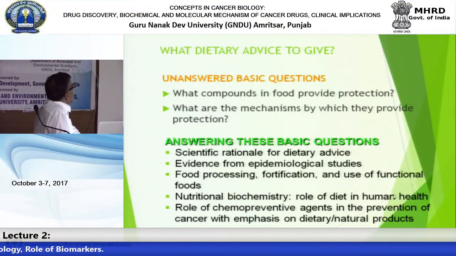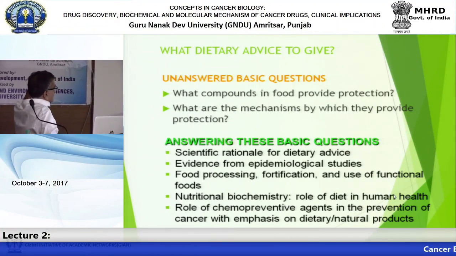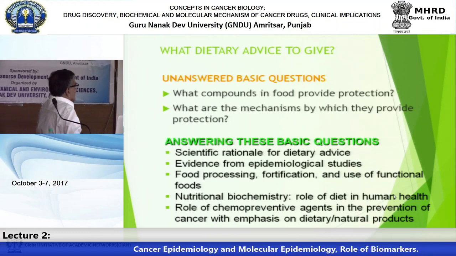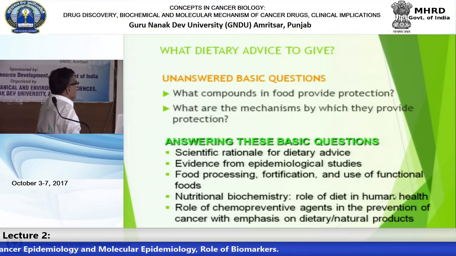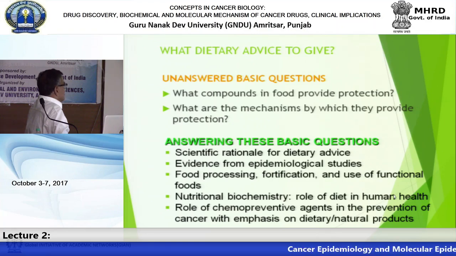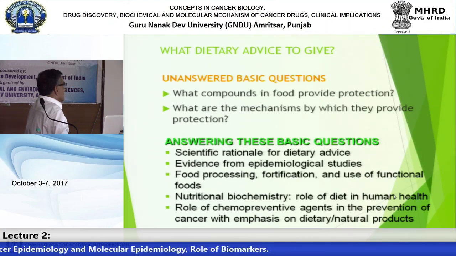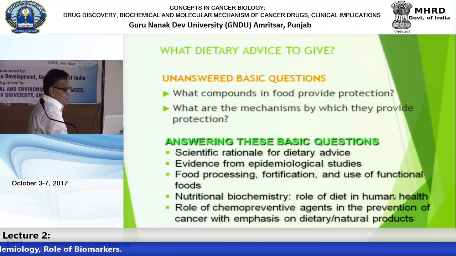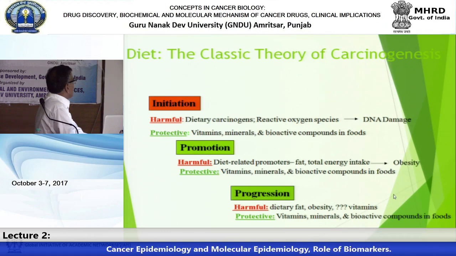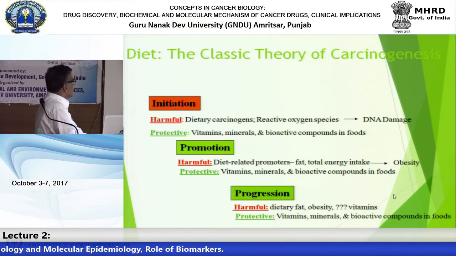Okay. So the unanswered basic questions is what compounds are essential. I'll talk to you tomorrow or day after tomorrow. And the scientific rationale for which diet to use, epidemiological analysis, food processing, fortification, how harmful that is, nutritional biochemistry, what happens in the biochemical changes of diet as related to health, and what kind of cancer preventive agents we identify. We won't go into this because we will have. This one has what are bad diets. Okay. That's what I have given here.